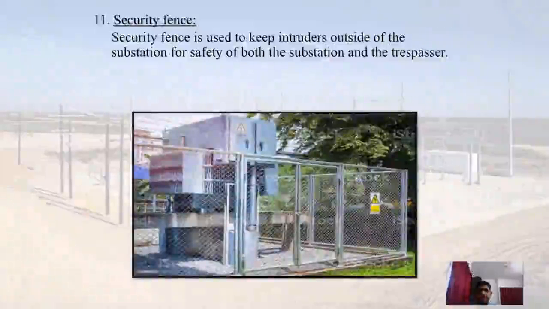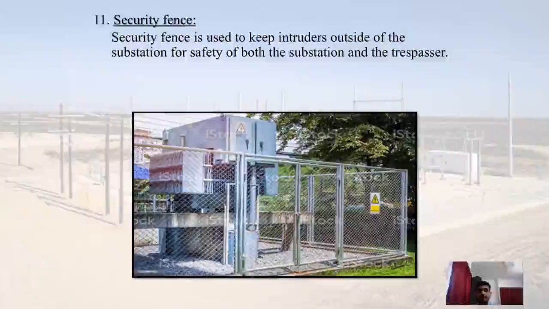The next main element is the security fence. The security fence is used to keep intruders outside of the substation for safety of both the substation and the trespasser. This is one of the most important points which is considered in the elements of a substation.